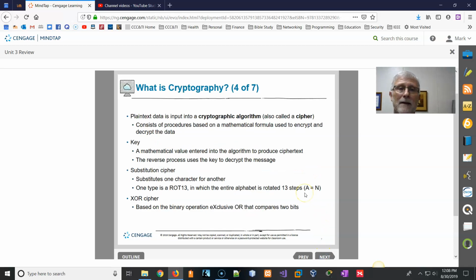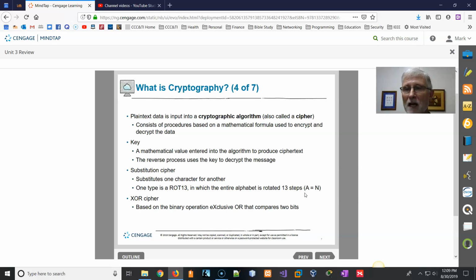Hope not. Now, plain text is input into the cryptographic algorithm. That cryptographic algorithm is also called the cipher, and it consists of procedures based on mathematical formulas used to encrypt and decrypt the data. One of the things that this mathematical formula uses is a key. It's a mathematical value entered into the algorithm to help produce that ciphertext. And of course, for the reverse, you use that same key to decrypt.